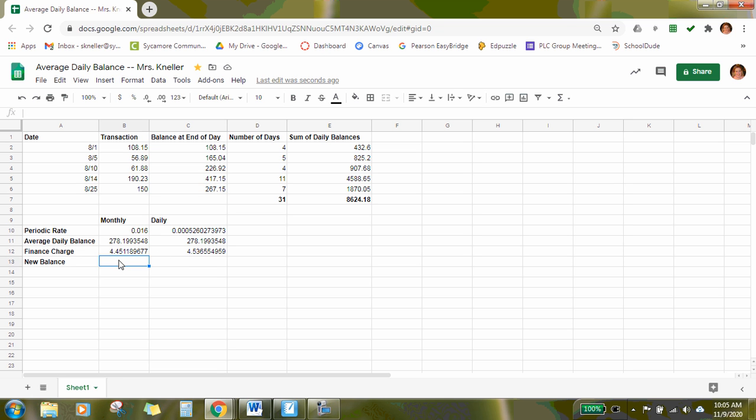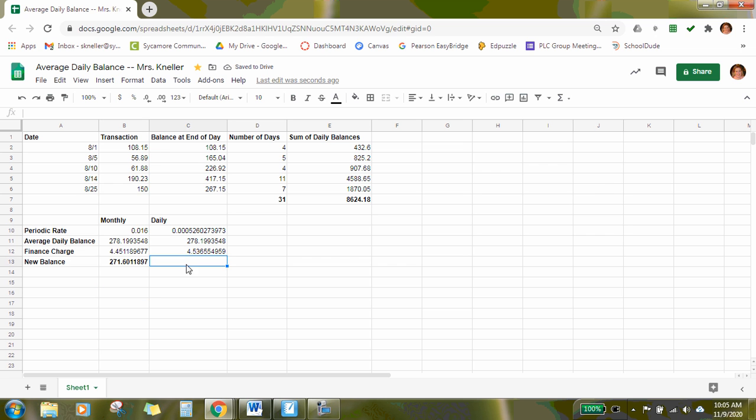Okay. So we're going to go to the monthly new balance. Okay. So that's cell B13. We're going to hit equals, and we're going to click on C6, and then we're going to add the finance charge. So it's the monthly finance charge, so that's B12, and then hit enter. There we go, $271.60. And we can make that bold. That would be the new balance.